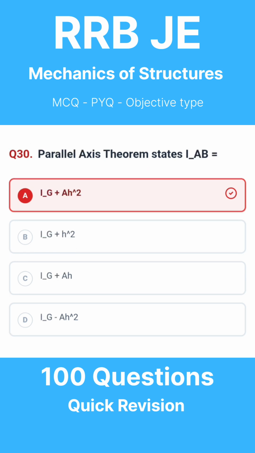Question 30. Parallel axis theorem states I_AB equals. The correct answer is I_G plus A h squared.